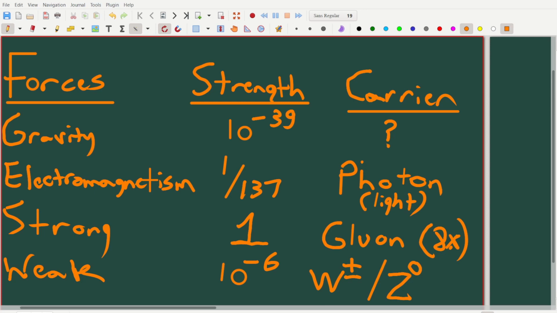So these three forces generate, through interactions, a zoo of particles, the things that make up the constituents of matter. Some of them interact through all of the forces. Some only interact through a small subset of the forces. I have a nice picture here from Wikipedia.